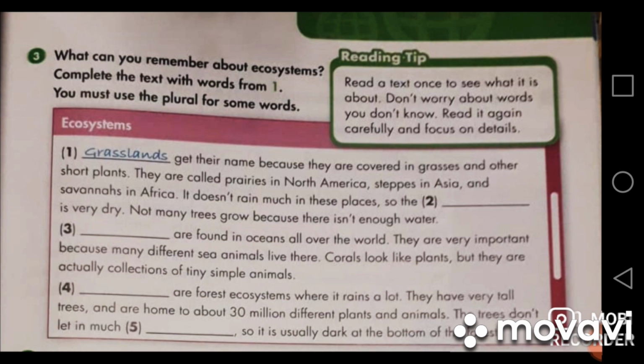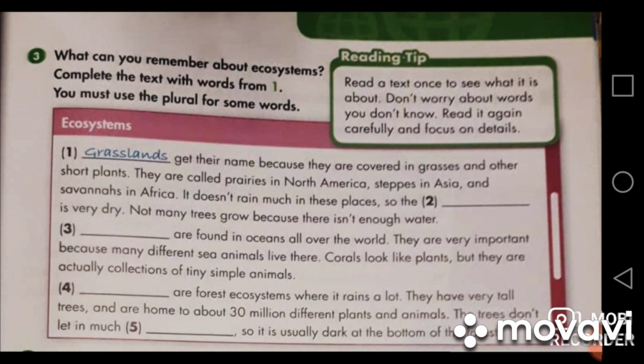Let's start solving it. Grasslands get their name because they are covered in grasses and other short plants. They are called prairies in North America, steppes in Asia, and savanna in Africa. It doesn't rain much in these places, so the soil is very dry. Not many trees grow because there isn't enough water.